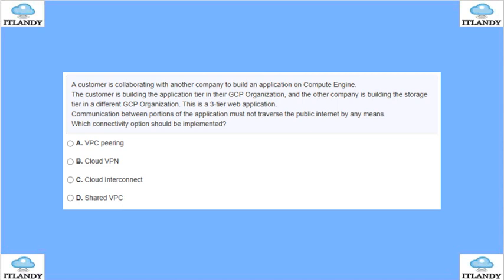Next, a customer is collaborating with another company, building an app using GCP. The app is a three-tier application. Communication between both sides needs to be across the public internet. What connectivity shall we use? Cloud VPN, basically. To secure communication between two companies, it will be Cloud VPN. The answer will be B.